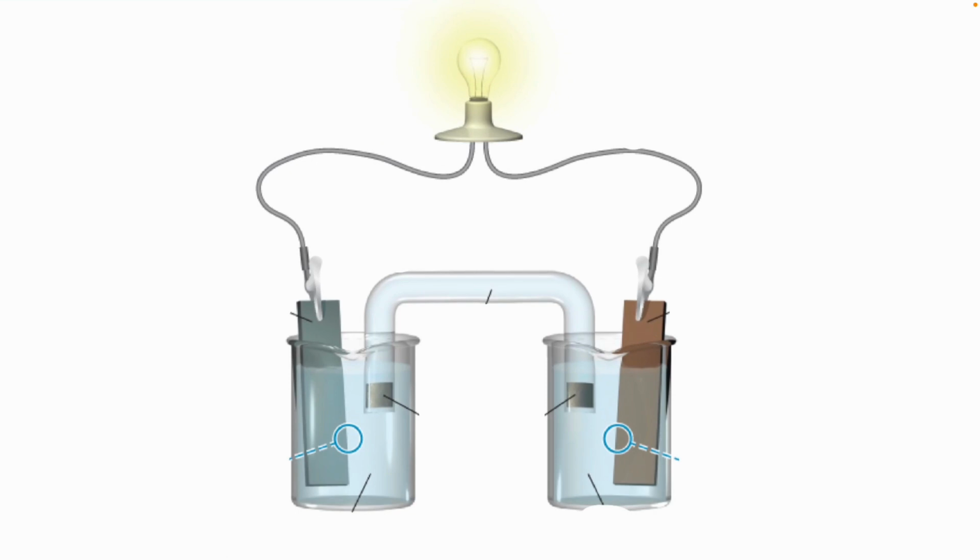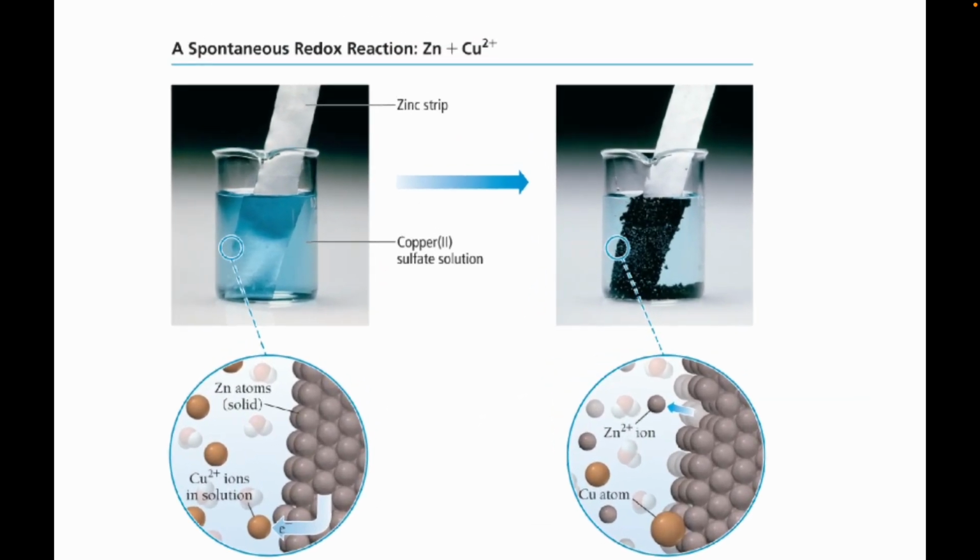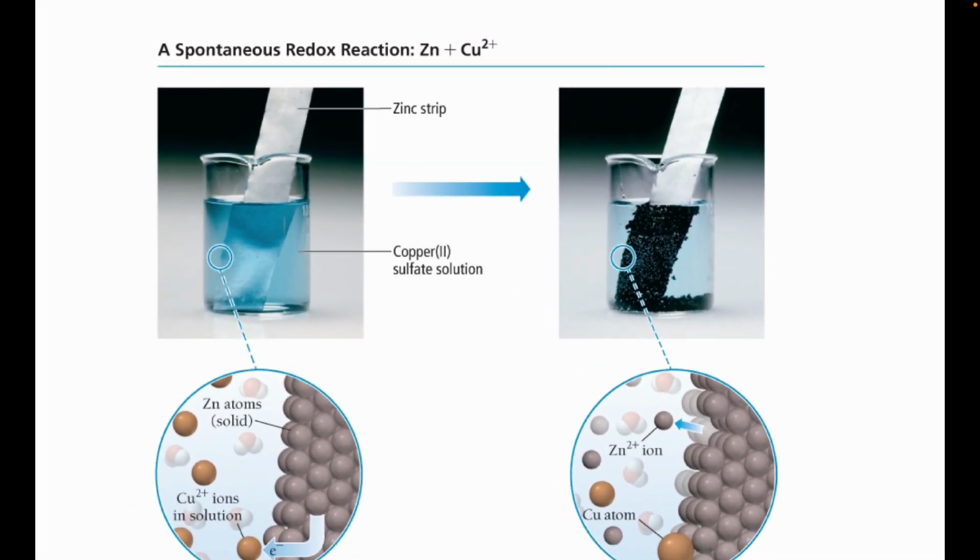Before we get there, we're going to take a look at an oxidation reduction reaction that happens just inside of a beaker. These oxidation reduction reactions are what we started with last class. These are central to electrochemistry.